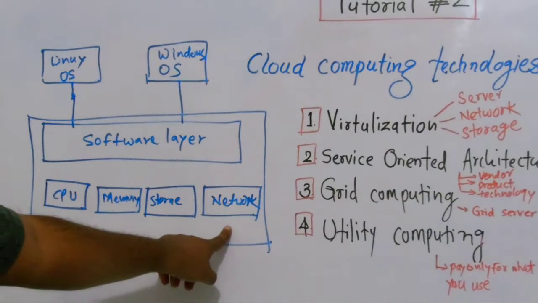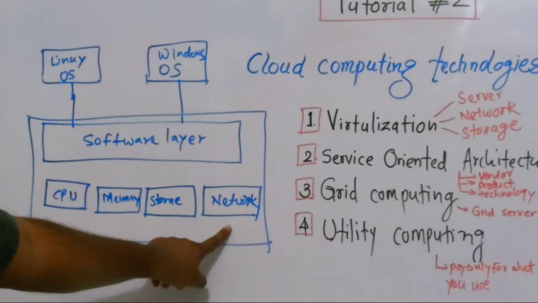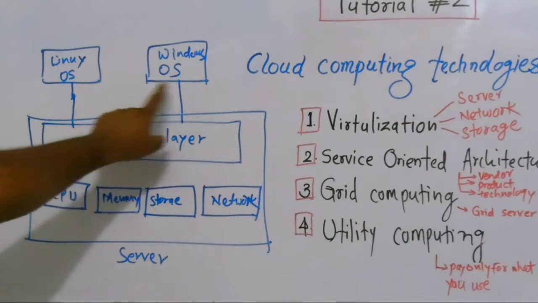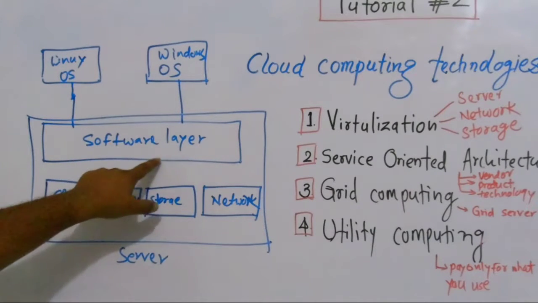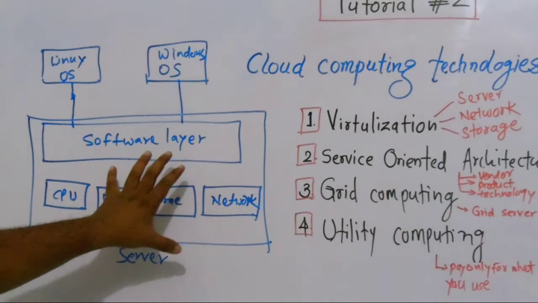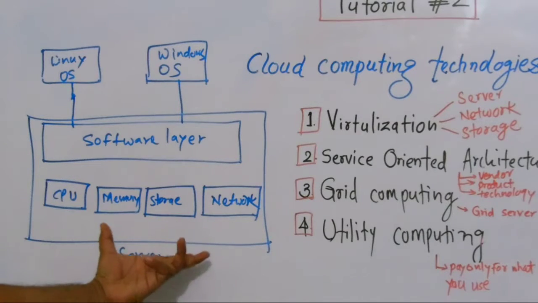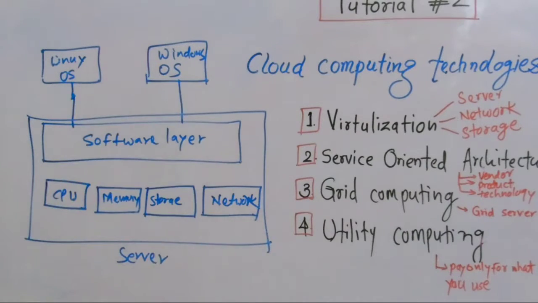Similarly, the networking bandwidth. Let's say I have a 10 GB. We are sharing it as 5 GB and 5 GB. So we are completely utilizing resources by the concept of virtualization. So a software layer, which is on top of the physical layer, will help to utilize these physical resources on this operating system. So that is what virtualization is.